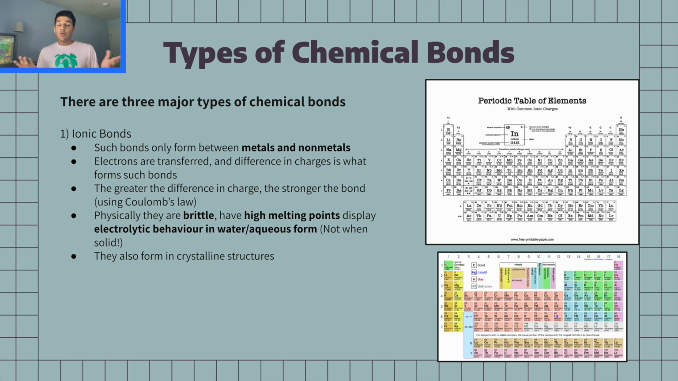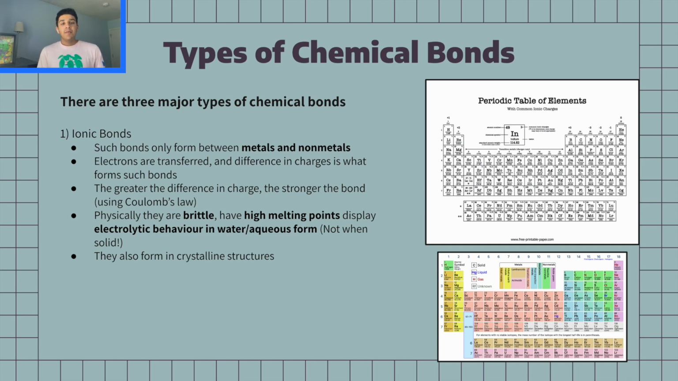Now, an easy and quick way to find out if a bond is ionic or not is to see if the elements involved in the bond are from opposite ends of the table. And this is because nonmetals tend to be situated on the right hand side and metals tend to be on the left hand side. So if the elements in the bond are from opposite sides, it's most likely an ionic bond, right?